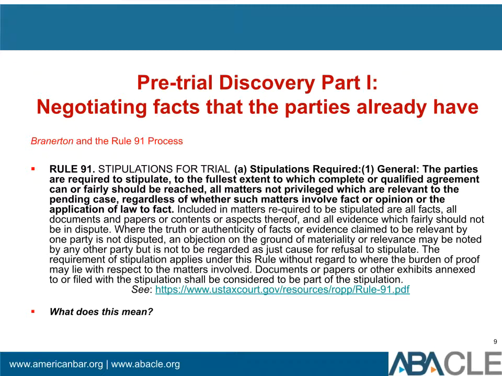So turning next to Rule 91, which is the rule that provides for stipulations for trial. It provides that the parties are required to stipulate to the fullest extent to which complete or qualified agreement can or fairly should be reached, all matters not privileged which are relevant to the pending case, regardless of whether such matters involve fact or opinion or the application of law to fact. The court expects the parties to stipulate to as many facts and documents as possible. It helps expedite the process. It gets relevant facts before the court for trial. One other noteworthy point from the rule is that burden of proof is irrelevant in the stipulation process.